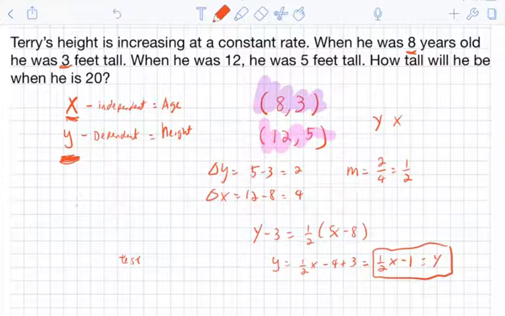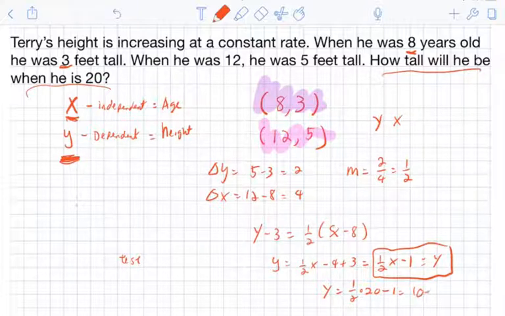How tall would he be when he is 20? So when he's 20, it's 10 minus 1, so it's 9. He's going to be 9 feet tall when he's 20 years old. And you see the power of linear equations. It's very easy to set up a linear equation describing the data.